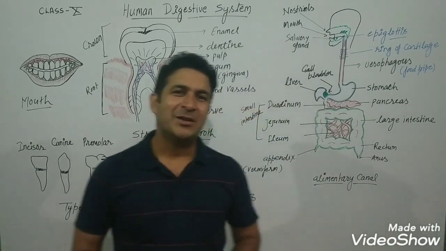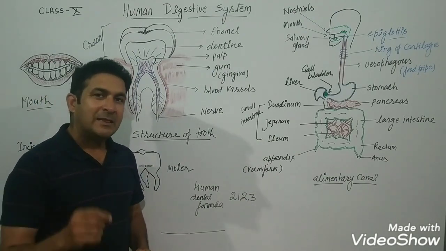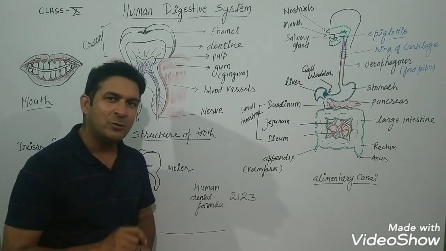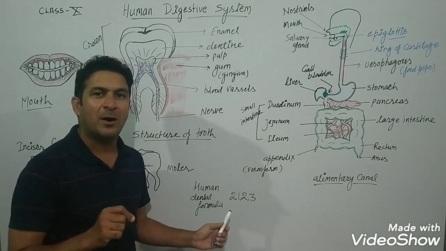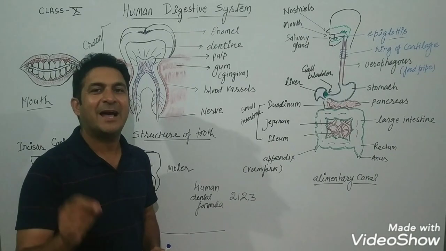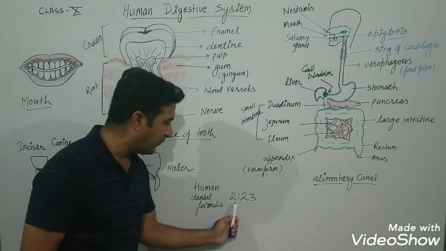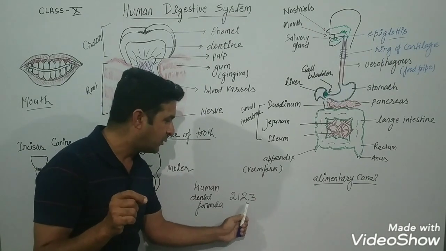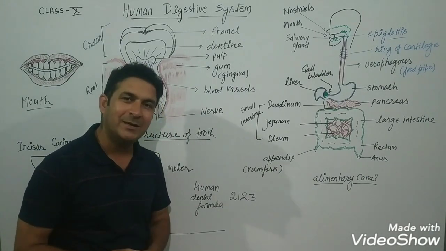Now after this we will discuss the human dental formula. The human dental formula is 2 1 2 3. What is this human dental formula? The human dental formula gives us information about the types of teeth as well as the number of teeth. I am going to explain this. What is this 2 1 2 3?